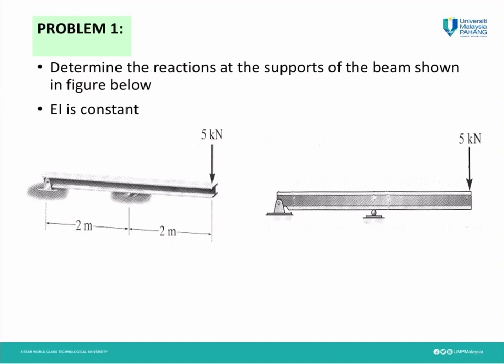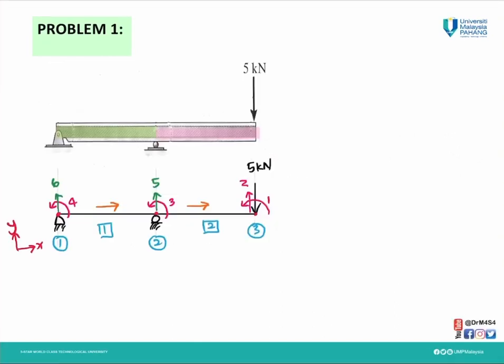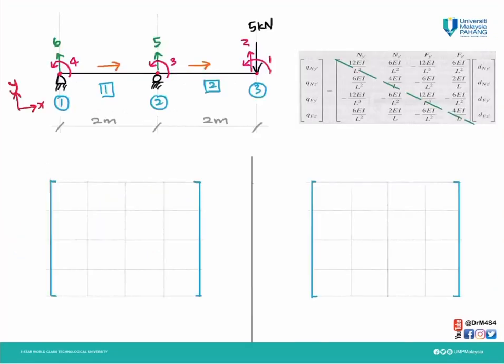We're going to continue our example on problem 1. We need to determine the direction at the support of the beam as shown in the figure below. Previously, we already identified the numbering for our displacement, which is vertical displacement and rotational displacement, as we can see in here. Next, we need to assemble the member stiffness matrix by using the matrix as you can see in here.